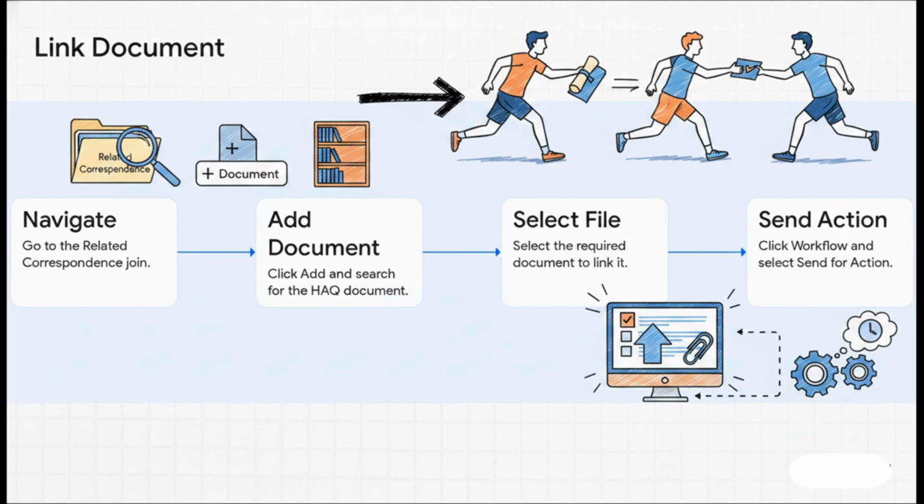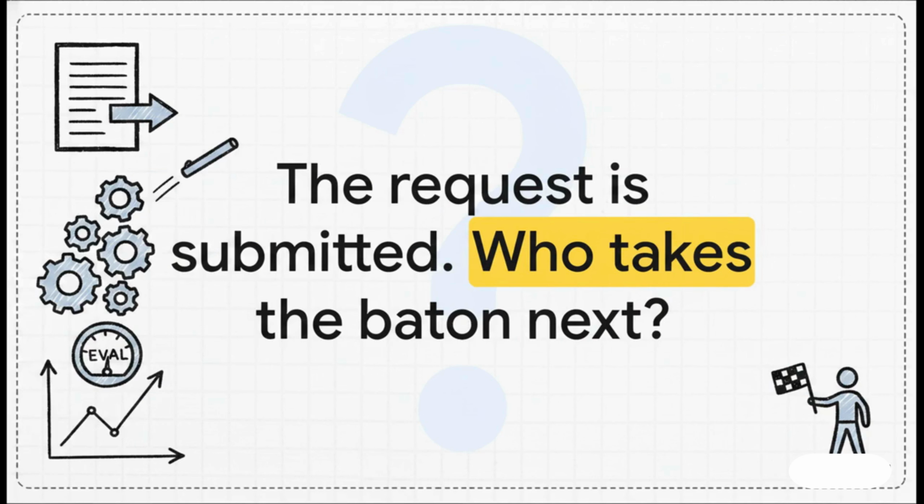You click Add, search for that HAQ document you uploaded earlier, and attach it. Now, with all the context attached, you click our trusty chevron icon, remember the Workflow and State Change button, and select Send for Action. You pick a due date and hit Start. So, the request is submitted. Who actually takes the baton next?